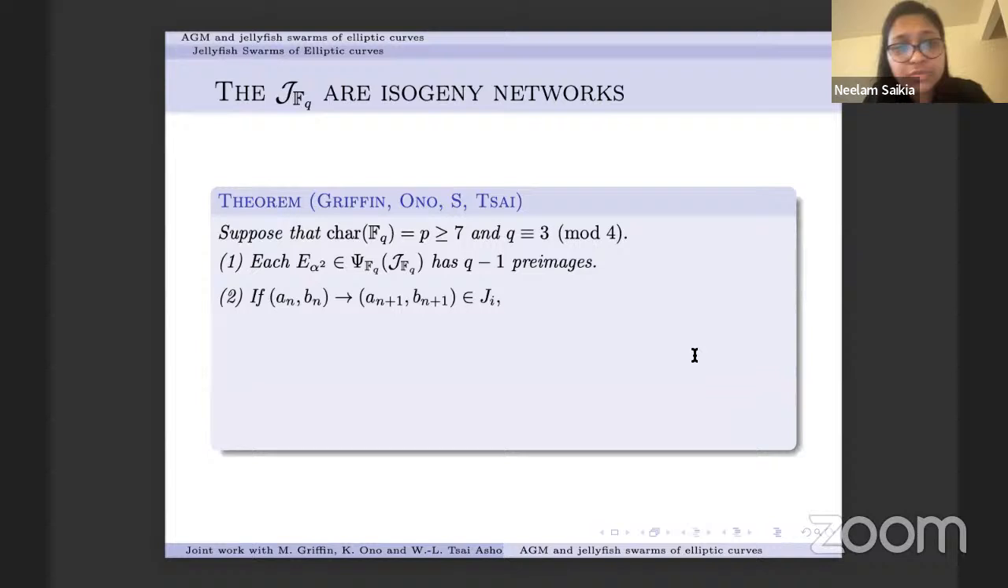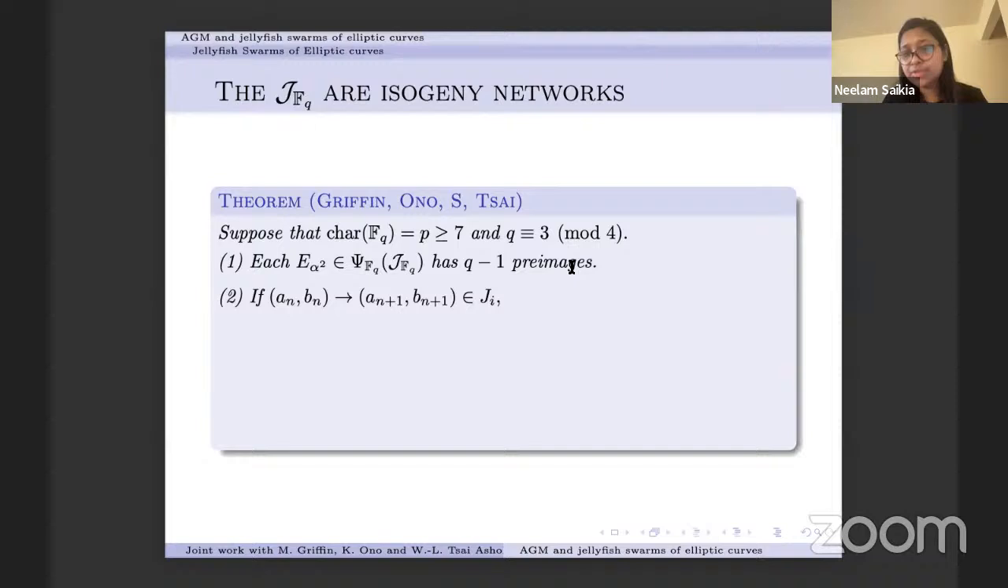So if you choose a finite field F_q whose characteristic is at least 7, and of course q is congruent to 3 mod 4, then as we know, the image of the psi map contains E_{lambda squared}, like E_{alpha squared} here. So it has q minus 1 pre-images. It is easy to show, because if you choose an admissible tuple (a, b) that maps to b squared over a squared, then any multiple (ka, kb) will also map to the same elliptic curve. And since (a, b) is an admissible pair, (ka, kb) is also an admissible pair.